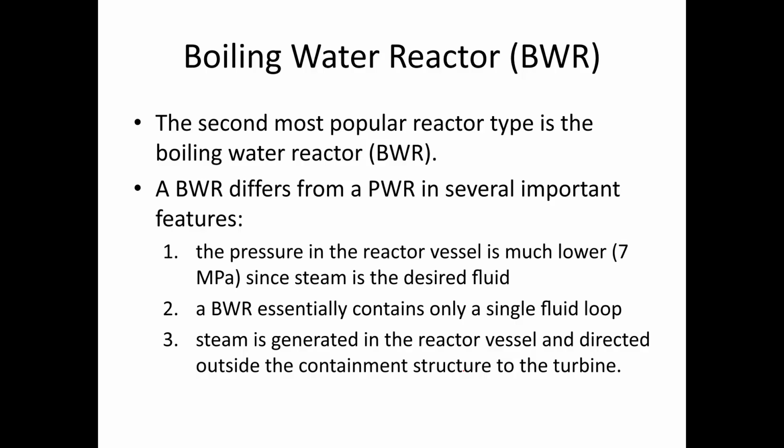Another type of reactor would be a boiling water reactor. And this one is the second most popular reactor type. A boiling water reactor differs from a pressurized water reactor in several important features. One, the pressure in the reactor vessel is much lower since steam is the desired fluid. And a boiling water reactor essentially contains only a single fluid loop. Steam is generated in the reactor vessel and directed outside the containment structure to the turbine.